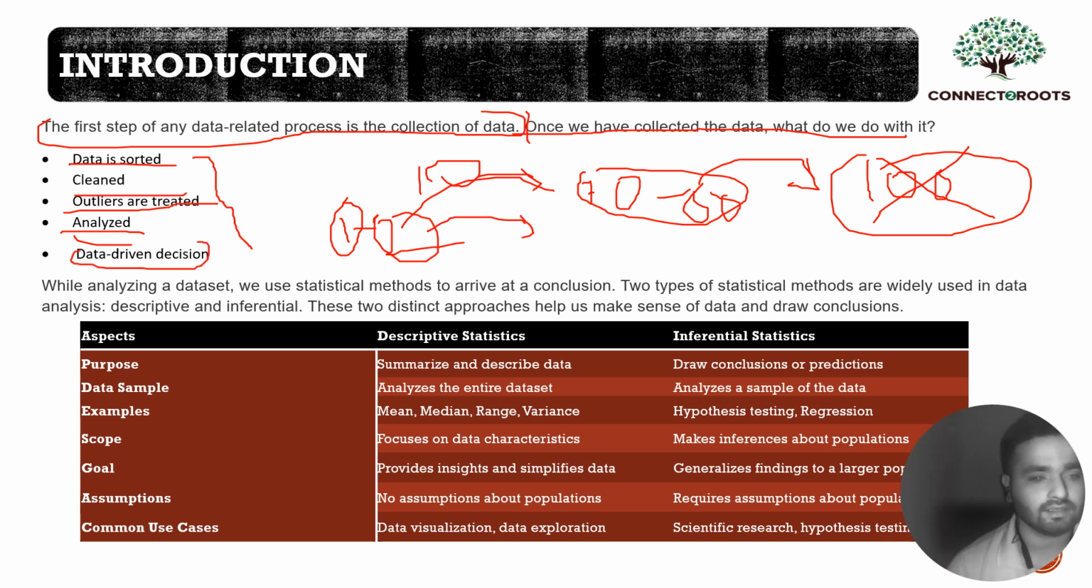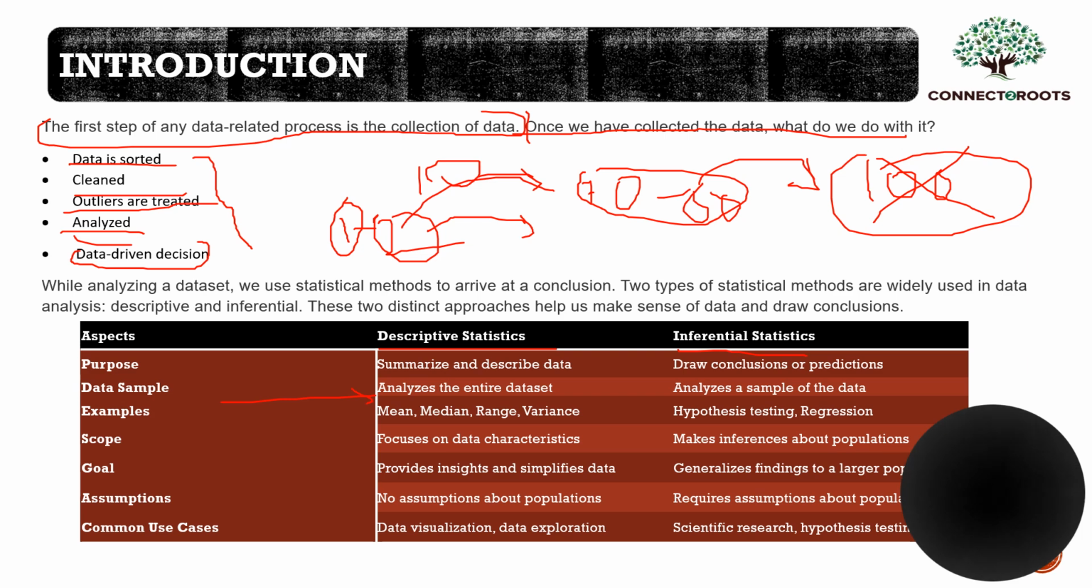While analyzing data, we use many statistical methods, but there are basically two types: descriptive statistics and inferential statistics. So how do descriptive and inferential statistics differ? Descriptive statistics basically summarizes and describes your data, while inferential statistics helps you draw conclusions and make predictions about your data.